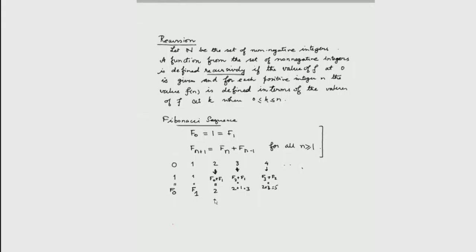Now, it is known that the nth Fibonacci number, that is F n, is given by one over root of five, then (1 plus square root of 5 over 2) whole raised to the power n plus 1, minus (1 minus square root of 5 over 2) whole raised to the power n plus 1, for all n greater than or equal to 0. And we would like to prove this relation by using strong mathematical induction proof.